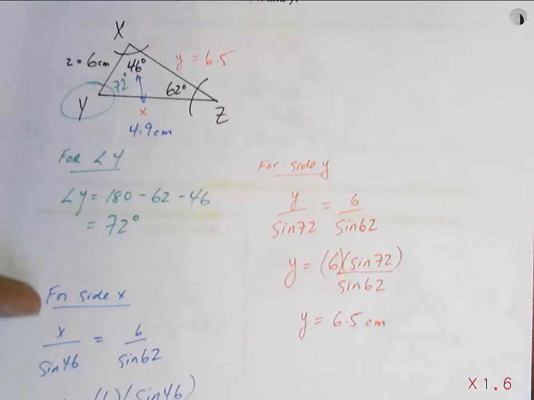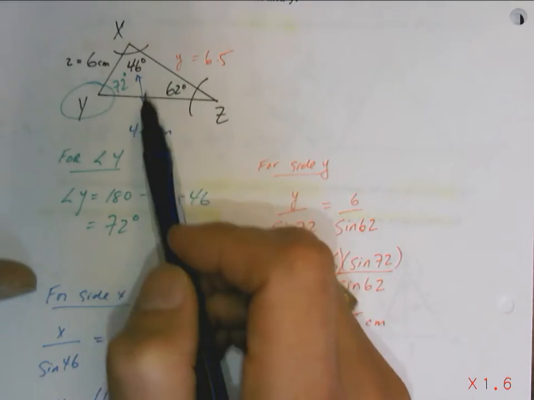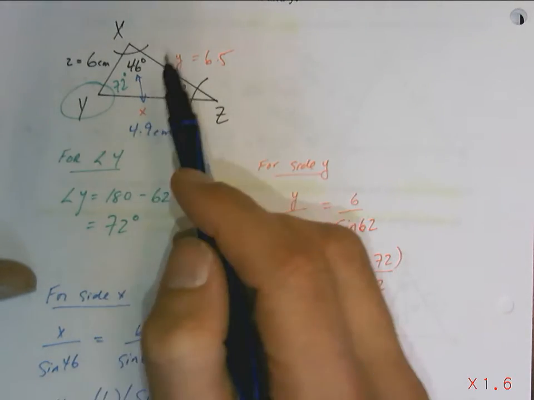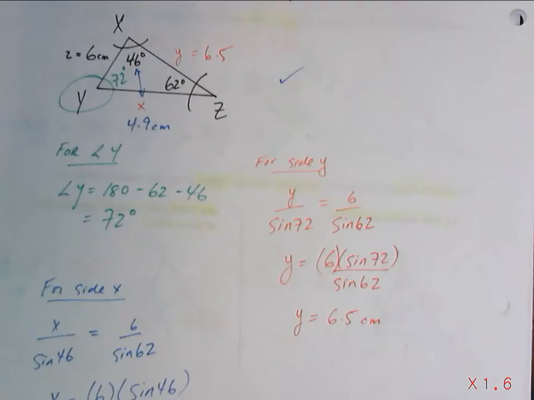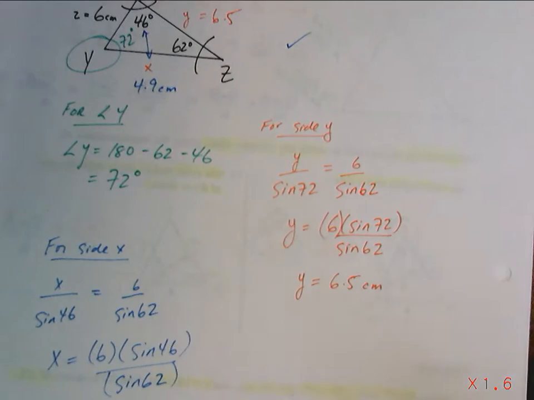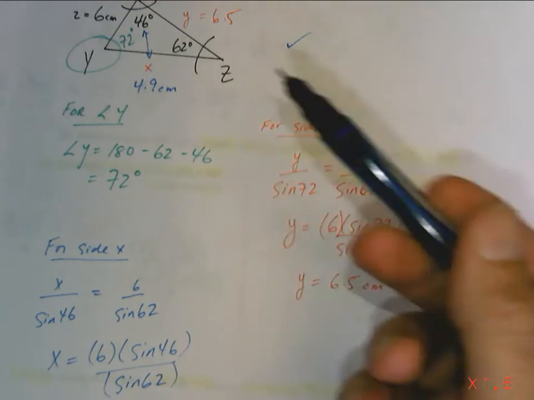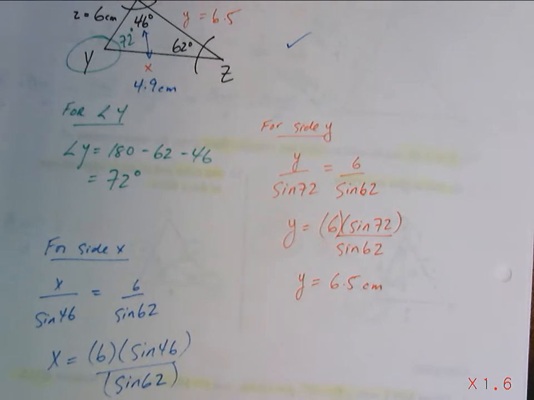Do I have all three side lengths? Yep. Do I have all three angles? Yep. So this triangle is solved. We are done. This question's probably worth 1, 2, 3, 4, 5, plus a diagram, 6 marks on a test, and you all should be able to do it. Okay, that's it for me for example 2.